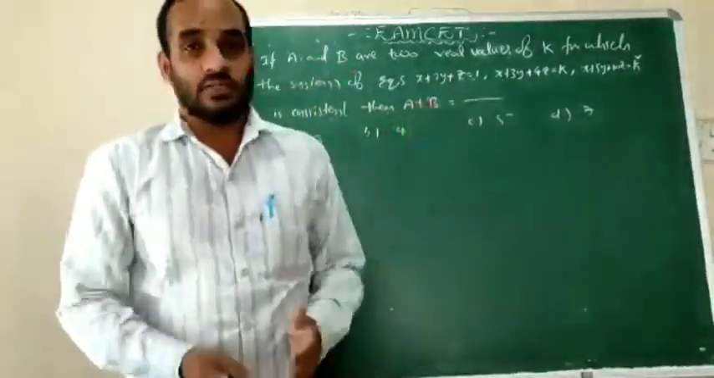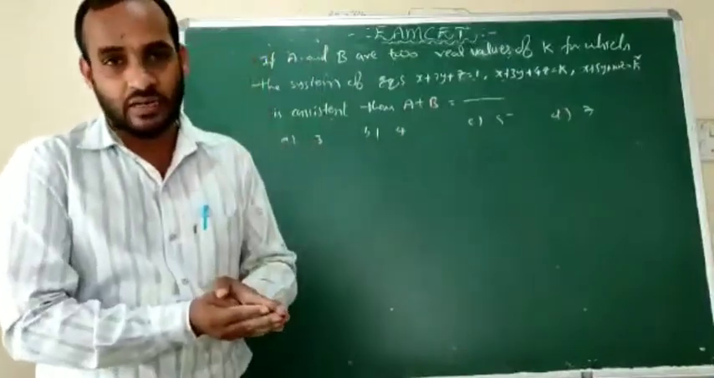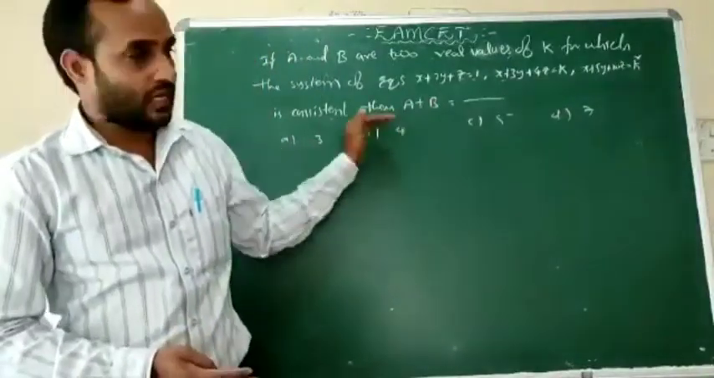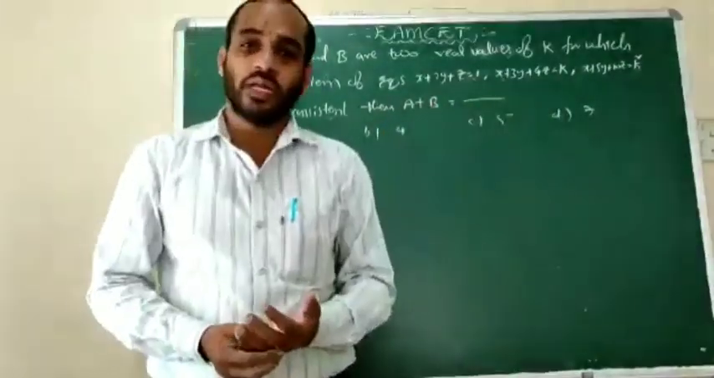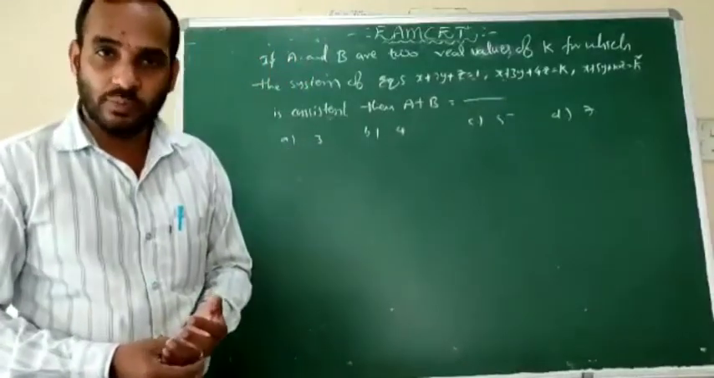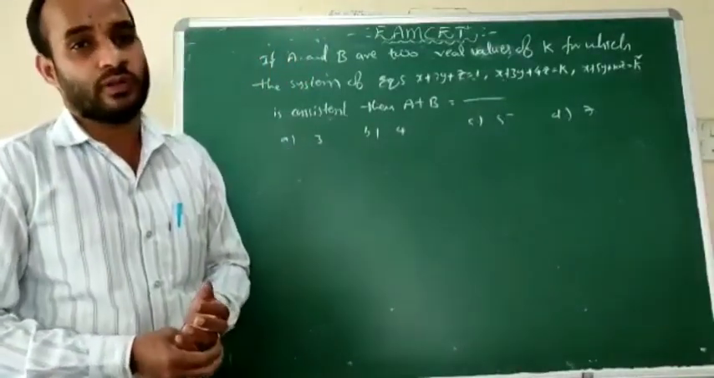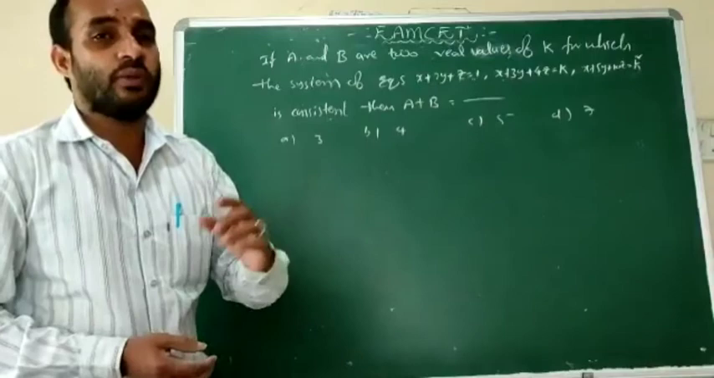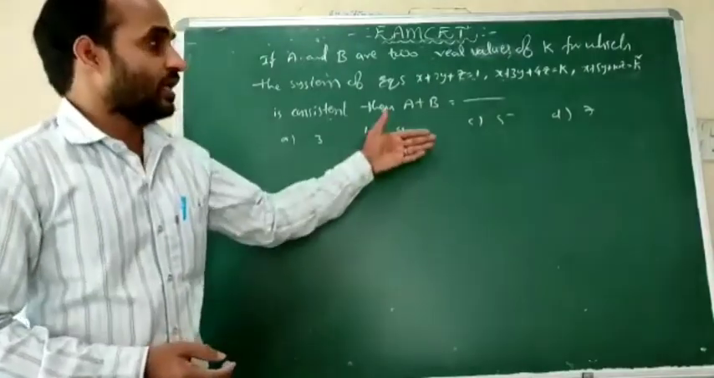Then a plus b. The numerical results are the A, B, C, D options, and the complete solution will be found out. So how do we find the solutions? Within one minute, how do we find it? That is very simple.